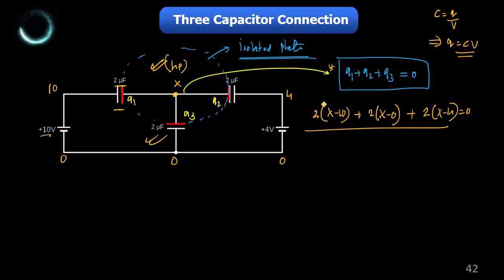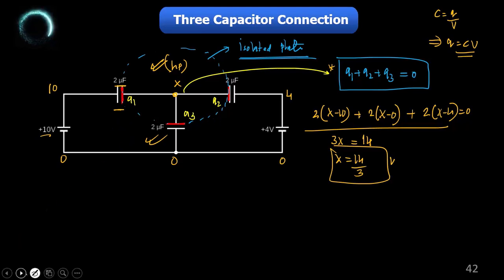Once I solve this, I can get the value of x. So what is the x number? All the 2's will cancel out. So I can write 3x should be equal to 10 plus 4, that means 14. X becomes 14 by 3. Once you have the x number, that is the potential 14 by 3 at point x, now you know the potential difference across each of the 2 microfarad capacitors. Now all the charges can be written.